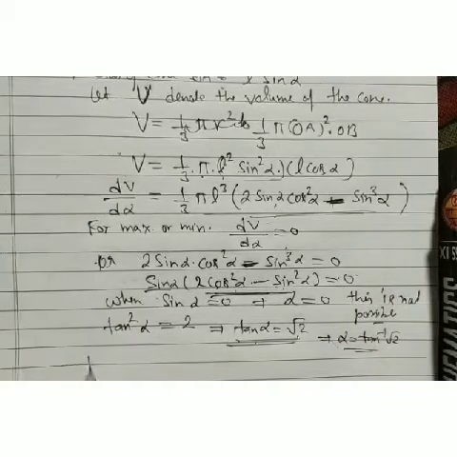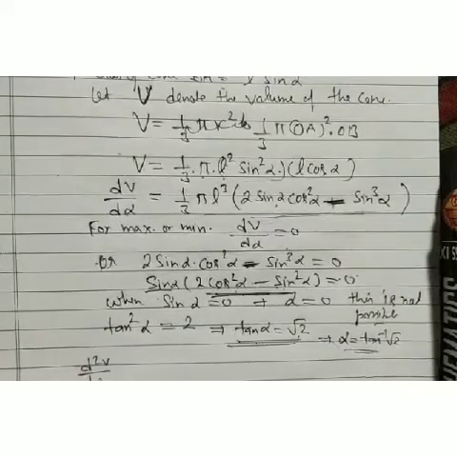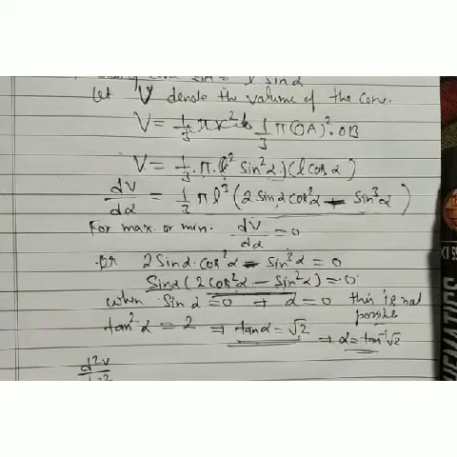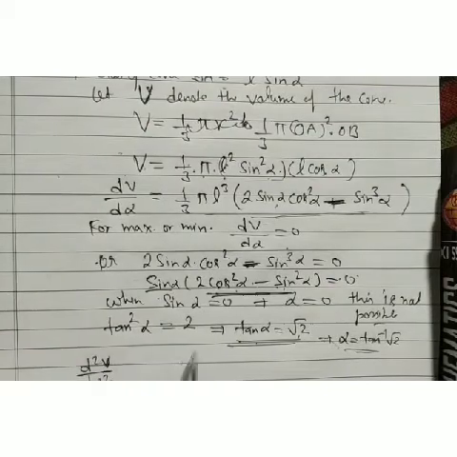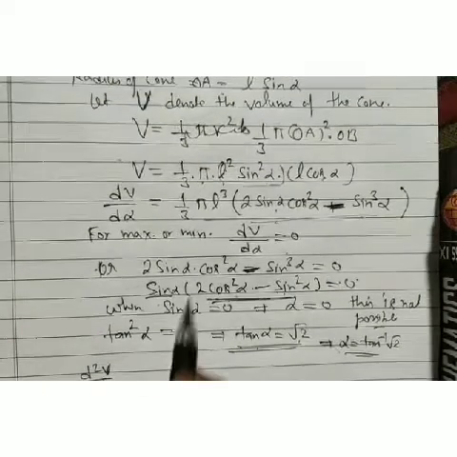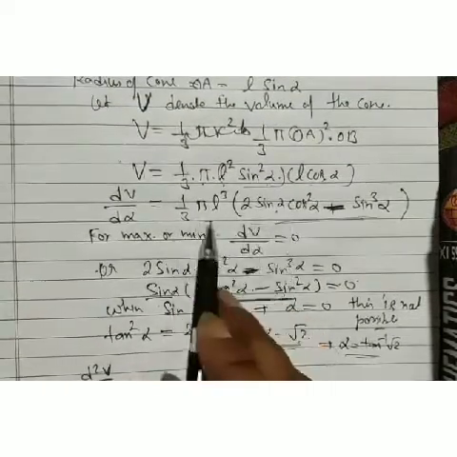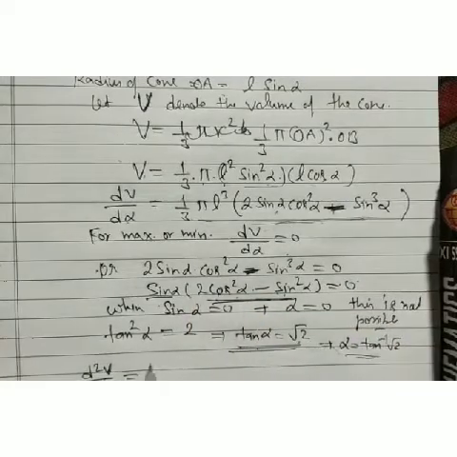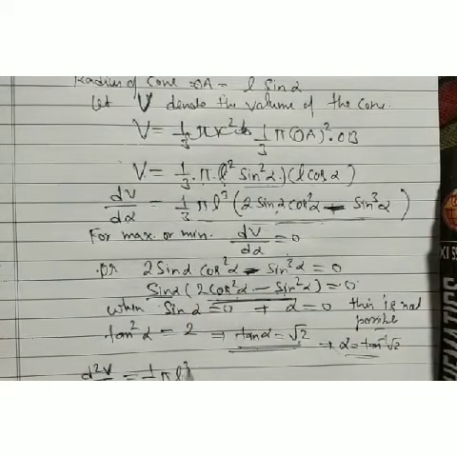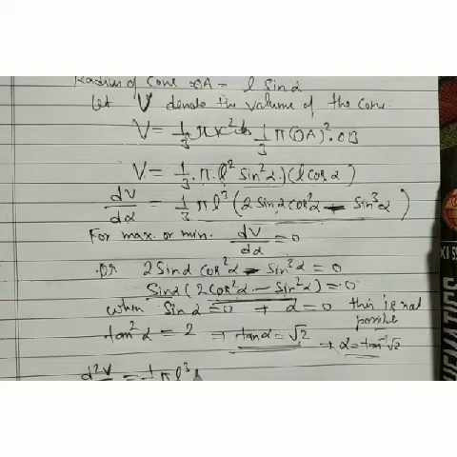Now we are going to find out our second derivative, d²V/dα². Then what do we get? We are going to again differentiate these values. We get 1 by 3 π l cube. There is no change. It's treated as a constant there.